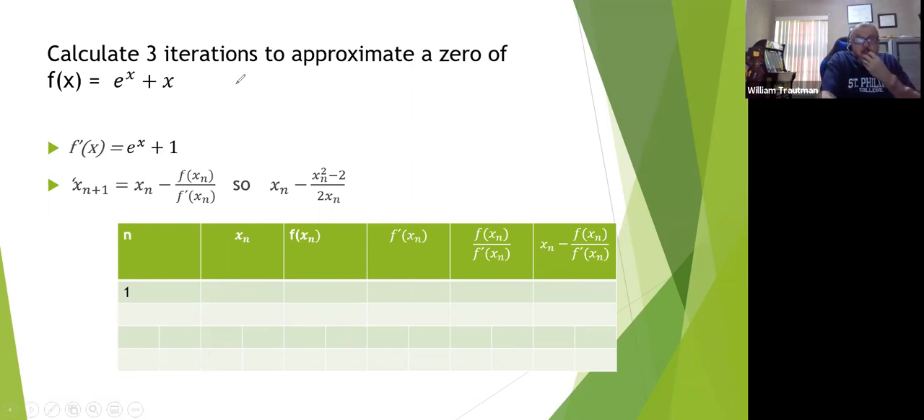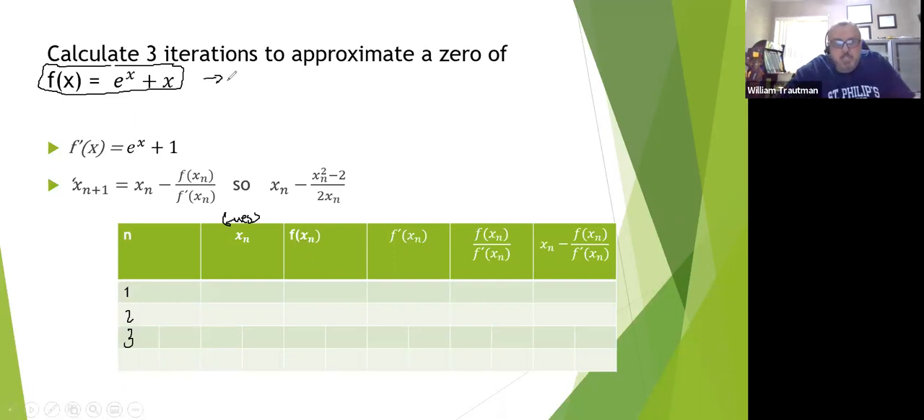This is a tough one to guess at first. Once again, it says do 3 iterations. 1, 2, 3. We're going to do 3 iterations. We need to guess at first. Now, if I'm gonna do something that, I mean, it's fine to do this for this class, but Newton couldn't do this.